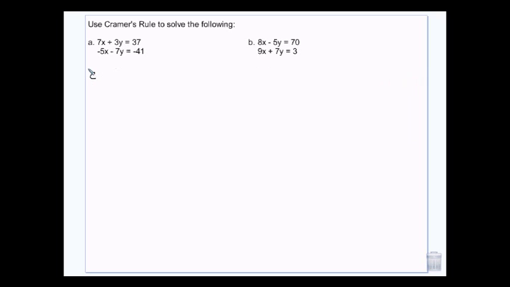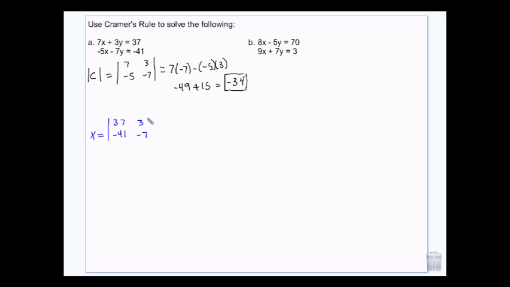Okay, so C is the coefficient matrix. So that's the x's and the y's. That's 7 times -7 minus -5 times 3. So it's -49 plus 15, which is -34. Okay, that's C. To find x, I take the x's out and put the answers in and keep the y's, and divide that by -34. So I get 37 times -7 minus -41 times 3 over -34.